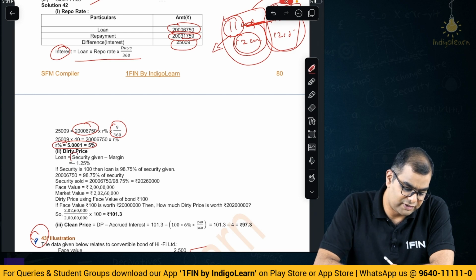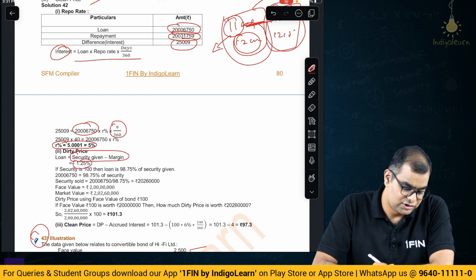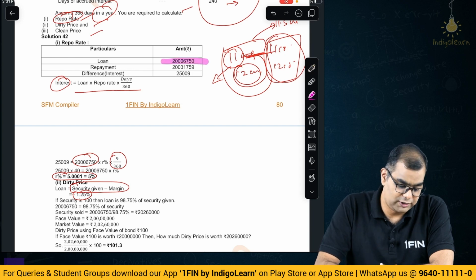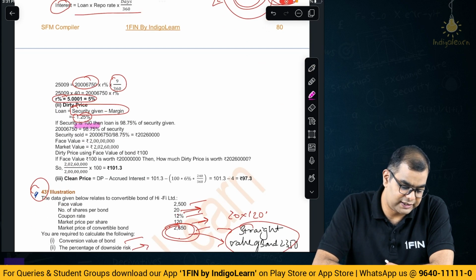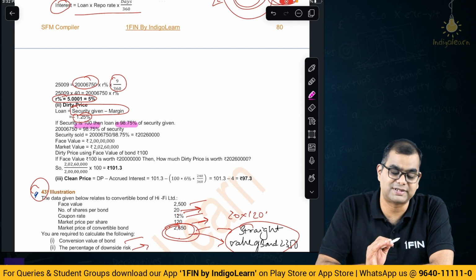Loan is security given minus margin. So, there is a margin. Margin is 1.25%. So, the loan given is 200,000,6750. This is the loan that is given. If security is 100, then loan is 98.75 because 1.25% is a margin.